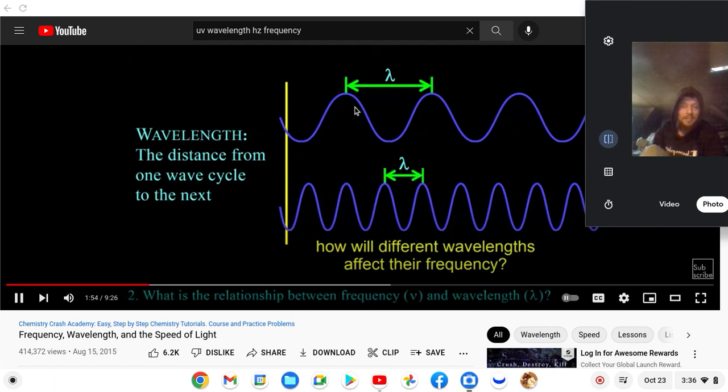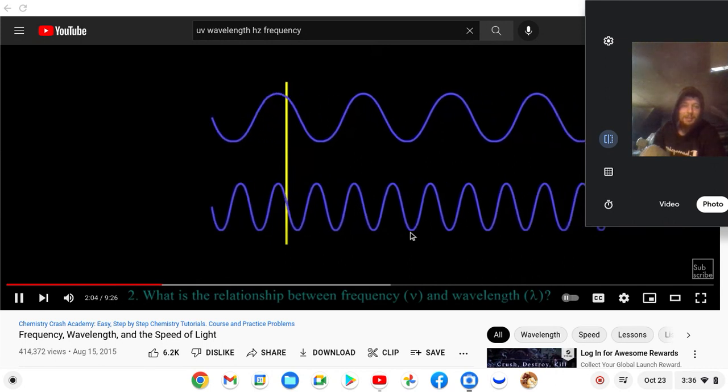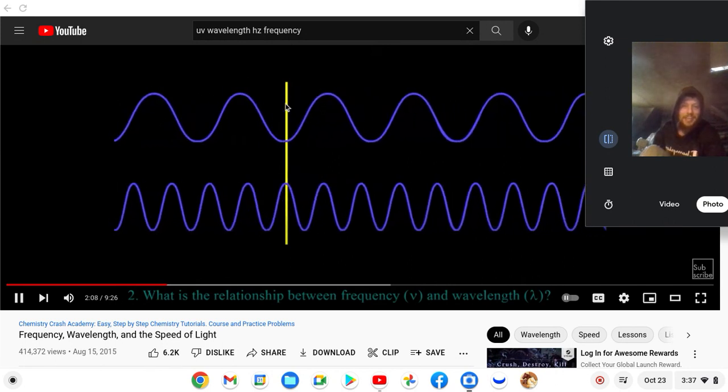Frequency is the amount of wave cycles passing through the yellow line. To bring the point home, each wave will flash as it passes over the yellow line, and if you get that lined up right, you can see that the shorter wavelength flashes more frequently than the longer wavelength.